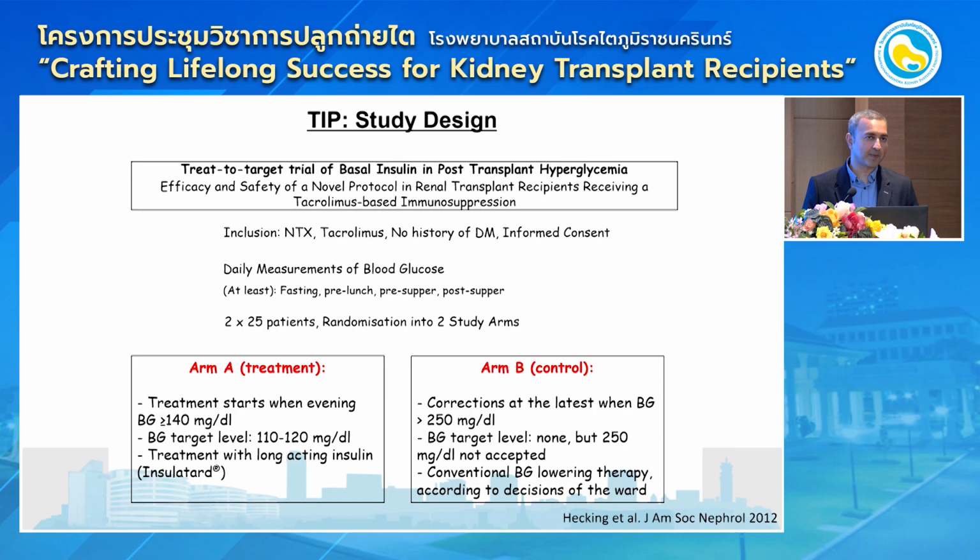Well, the evidence for this comes from this study, which was called TIP, and it was done in Vienna. And what they trialed was a use of very aggressive basal insulin targeting hyperglycemia in the early period after transplantation. So you can see that the blood glucose target levels were very, very low. So as soon as somebody developed hyperglycemia, they were rushing in with insulin. Whereas the control arm was a slightly more relaxed target, and the blood glucose levels were allowed to go a little bit higher.